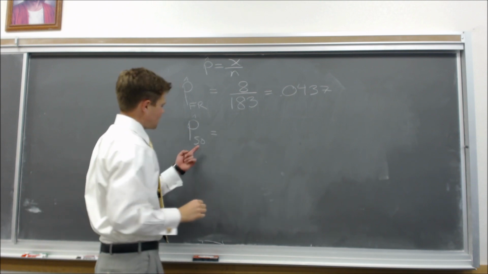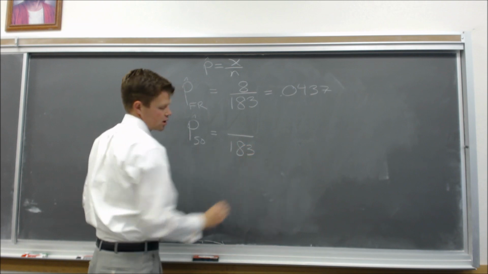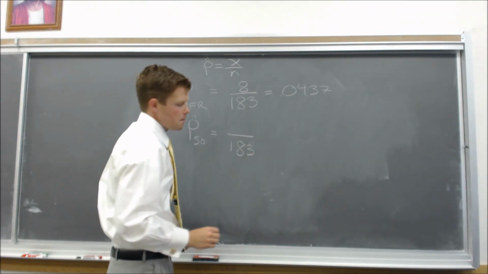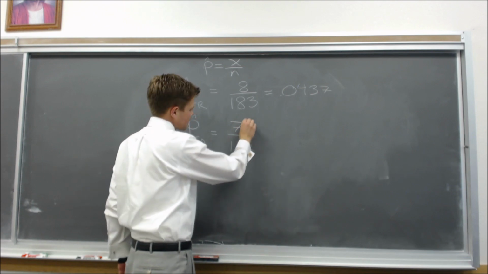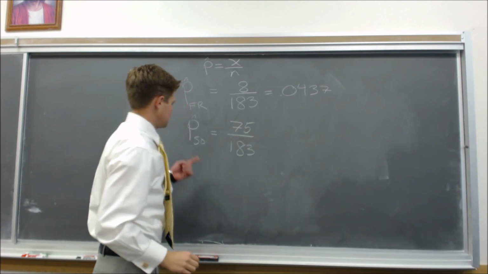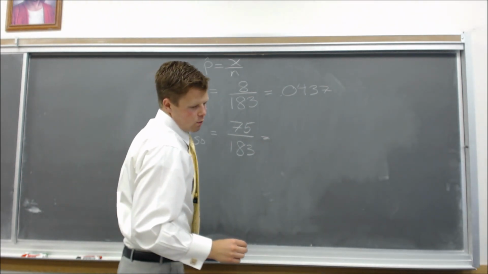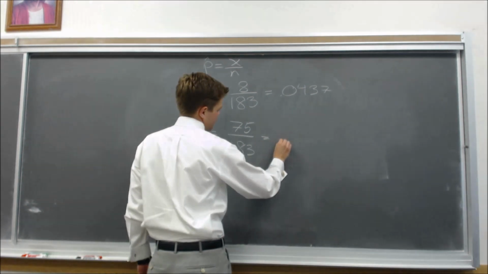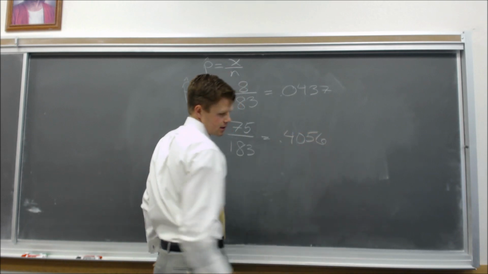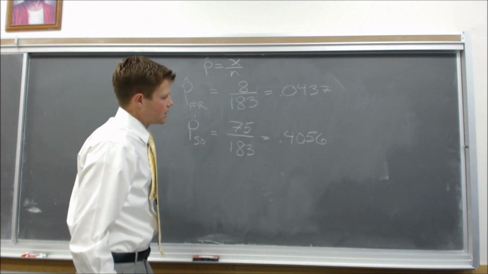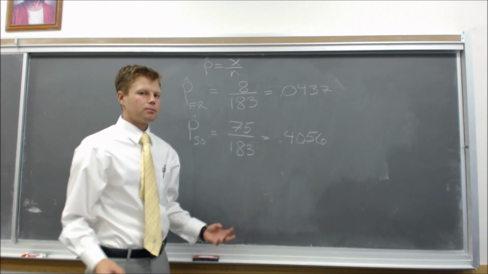I'll do it for one more, and then it should be pretty simple to follow along. So remember, p hat of the sophomores this time, our total is still 183. There's still 183 students that we're talking about. And there happen to be 75 sophomores. And if we looked at what that was in a decimal form, you get 0.4056. Okay?